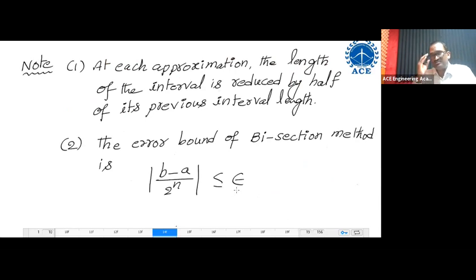Sometimes in the examination, this epsilon value will be given, A and B will also be given, and you will be asked to find N. N means number of iterations required: how many approximations we need to perform so that the error value is epsilon or less than epsilon. The question can be expected like that in the GATE exam or engineering services exam. Then we need to find N from this formula. Write like this.